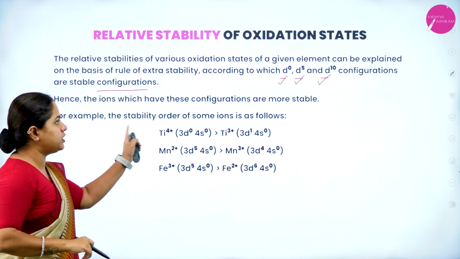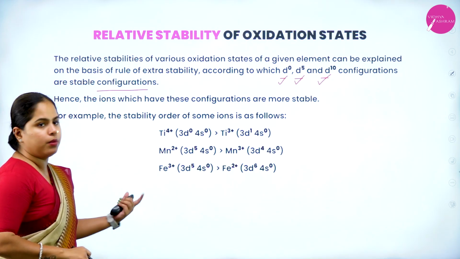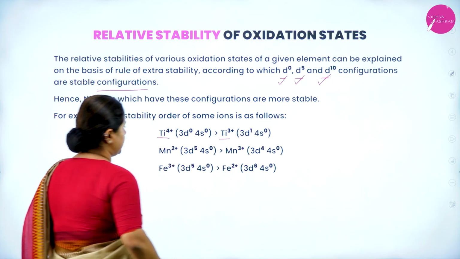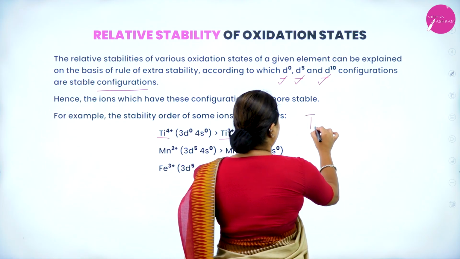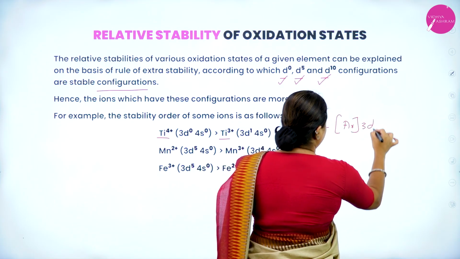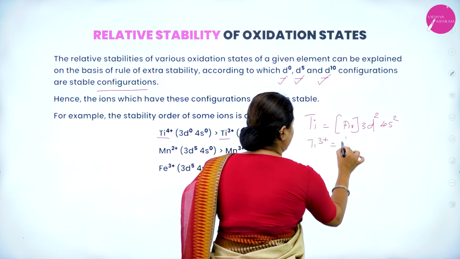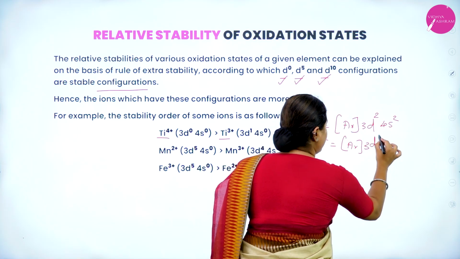Hence the ions which have these configurations are more stable. For example, the stability order of some ions is shown here. You have titanium 4+ and titanium 3+. Comparing the electronic configuration: what is the electronic configuration of titanium? It is argon 3d2 4s2. Now what if it is titanium 3+? You will have argon, 2 electrons from the 4s and 1 from 3d will go, and you will have 3d1.